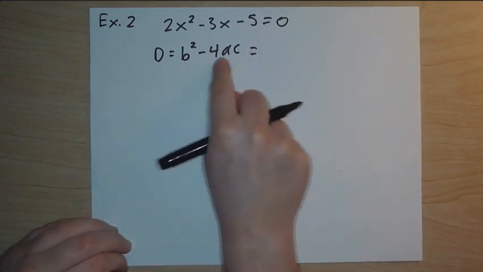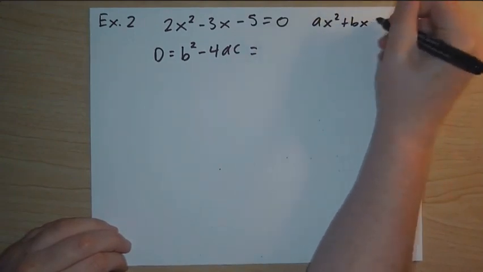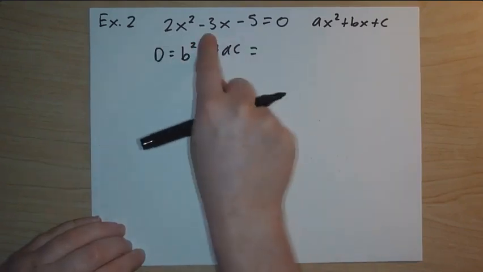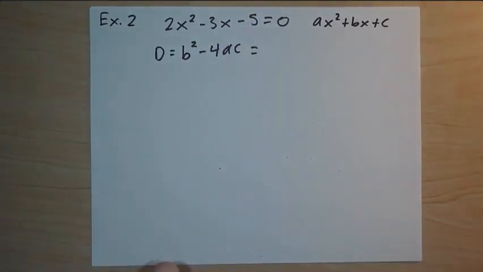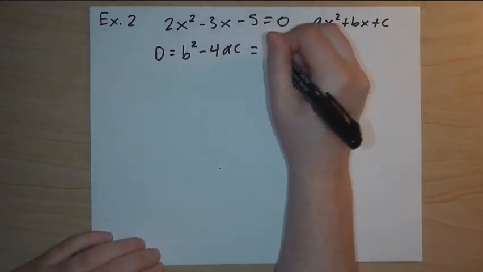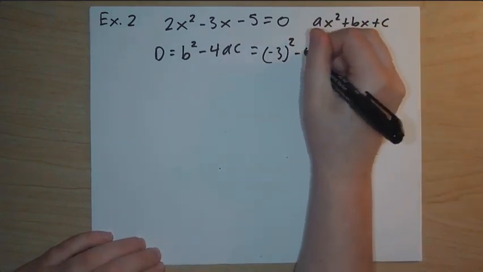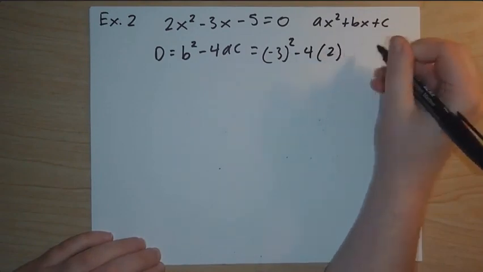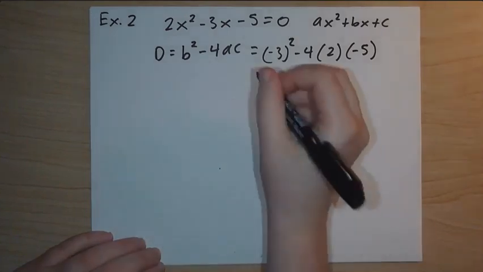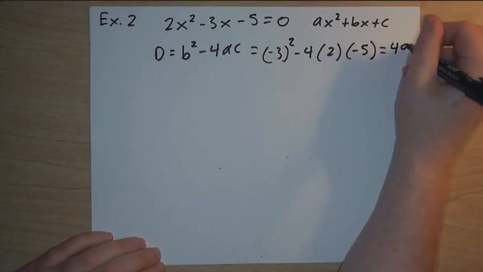Of course, these letters refer to ax squared plus bx plus c. So our a is 2, our b is negative 3, and our c is negative 5. So b squared is negative 3 squared. Don't forget your parentheses when you plug in. Minus 4 times a, which is 2, times c, which is negative 5. If you plug that into a calculator, you'll find that this is equal to 49.